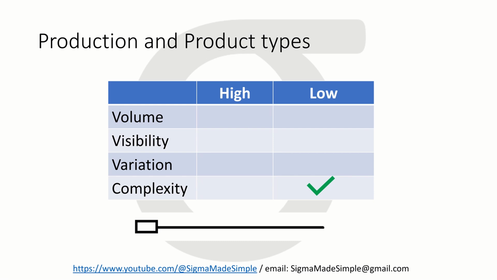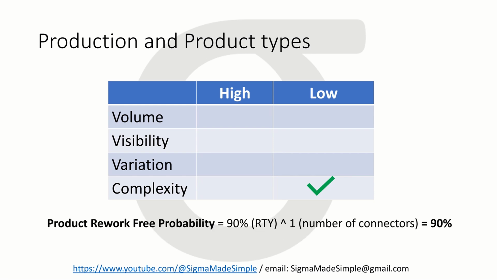So I'm going to go on and talk a little bit more about low complexity. The nice thing about low complexity is when you have a rolled throughput yield of 90% at the connector level, your rework-free probability is equal to your rolled throughput yield, 90%.